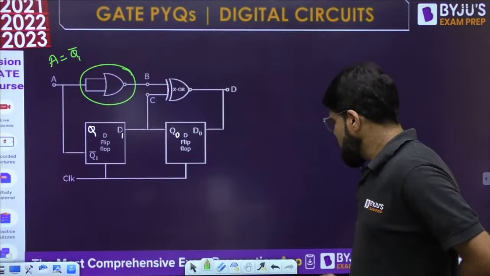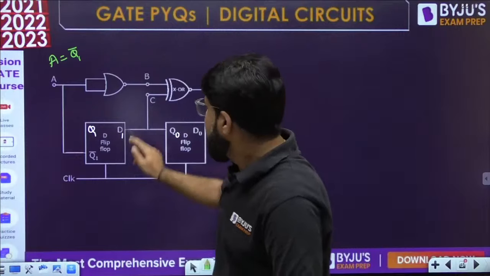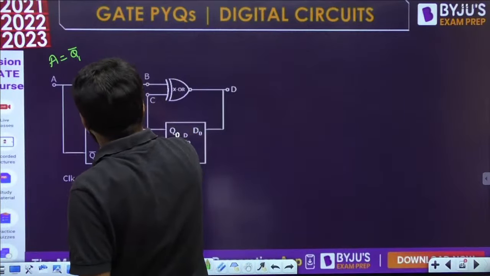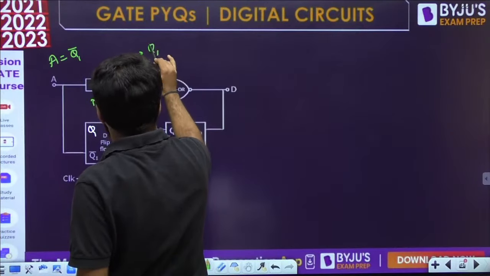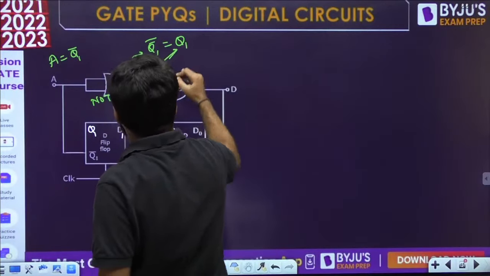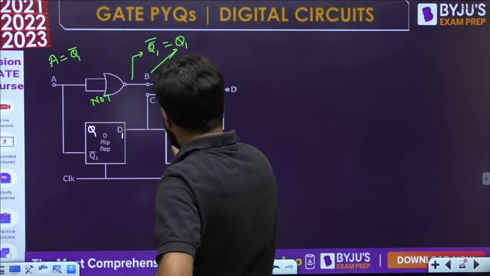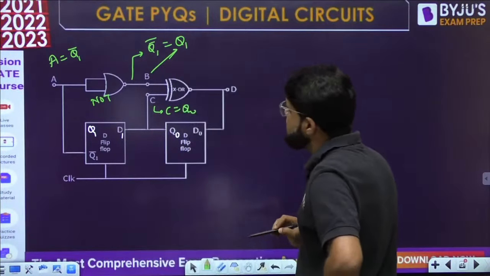What is this? It's an inverter, na? It is a NOR gate, and whenever both the inputs are shorted, it is nothing but an inverter. This is a NOT gate. So what is the output here? Q1 bar ka bar, that is Q1. So this is equal to B. B is equal to Q1. What is there at C? C is equal to Q0.